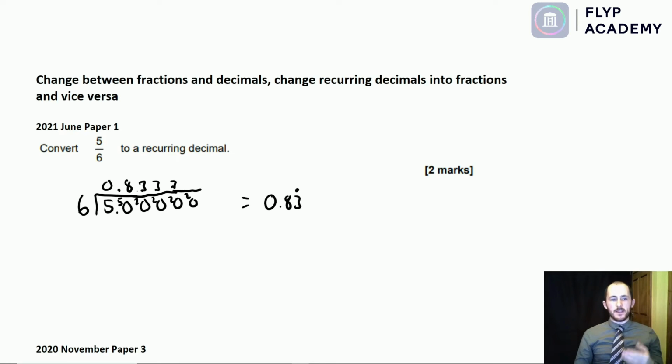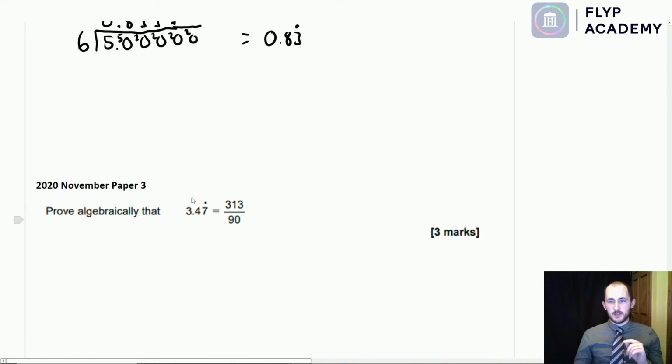And that's the same way you change a fraction into a decimal. You just do the division using the bus stop method. So that is from your 2021 paper. Now we're going to be doing something like this. So this is changing recurring decimals into fractions, something that's super exciting.